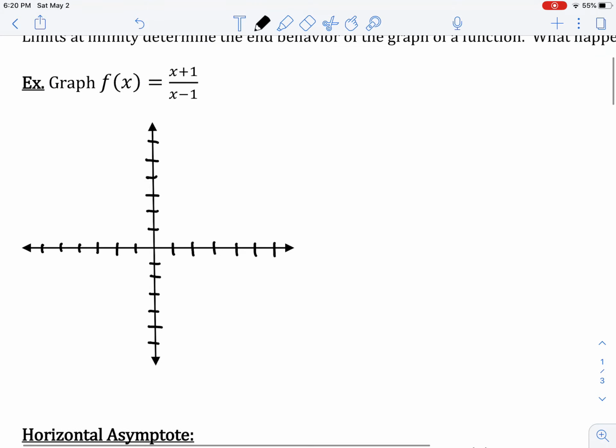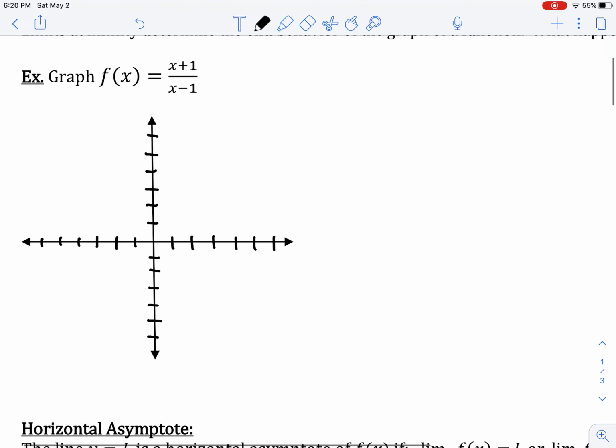Let's just take a few minutes to graph this and make sure we got this. It's a nice review of stuff we did back in chapter 2. So first thing that we're going to want to find is any vertical asymptotes. And vertical asymptotes is simply where our denominator is equal to 0. And so we can say x is equal to 1.